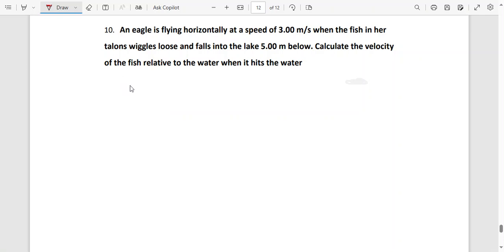An eagle is flying horizontally at a speed of 3 meters per second when the fish in her talon wriggles loose and falls into the lake 5 meters below.